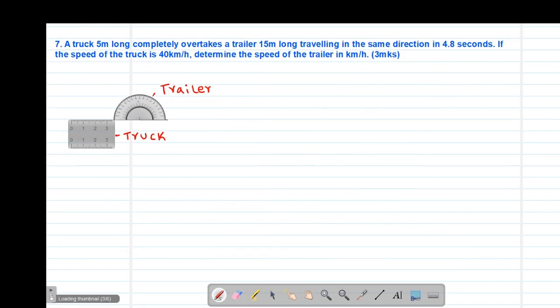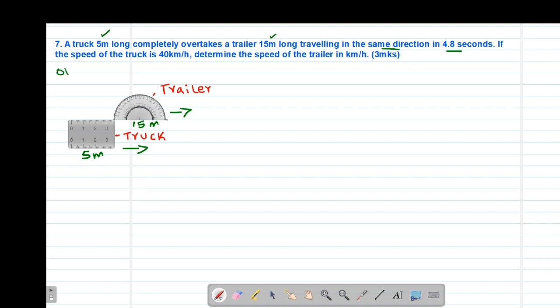Then we look at our example number 7, which reads that a truck 5 meters long completely overtakes a trailer. So our truck has a length of 5 meters. That's a trailer which is 15 meters long, traveling in the same direction in 4.8 seconds. So the direction of movement is the same. If this one is moving towards the right, similarly the truck will be moving in the same direction. So in 4.8 seconds, this is the overtaking time.